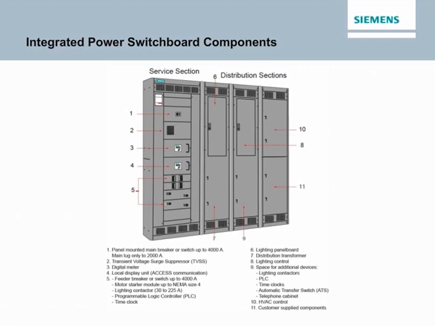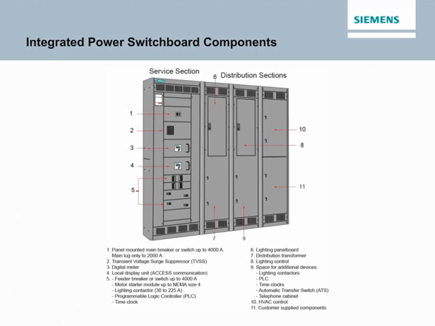IPS switchboards consist of one service section and one or more distribution sections that are cable connected. However, IPS switchboards are also available with through bus and pull sections. IPS switchboards accommodate systems up to 4,000 amps, 600 volts maximum in 1-phase 3-wire, 3-phase 3-wire, and 3-phase 4-wire configurations.